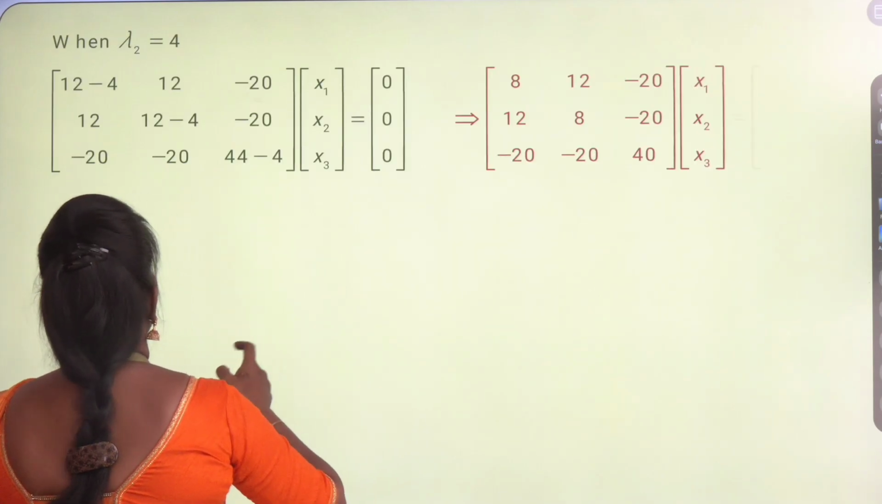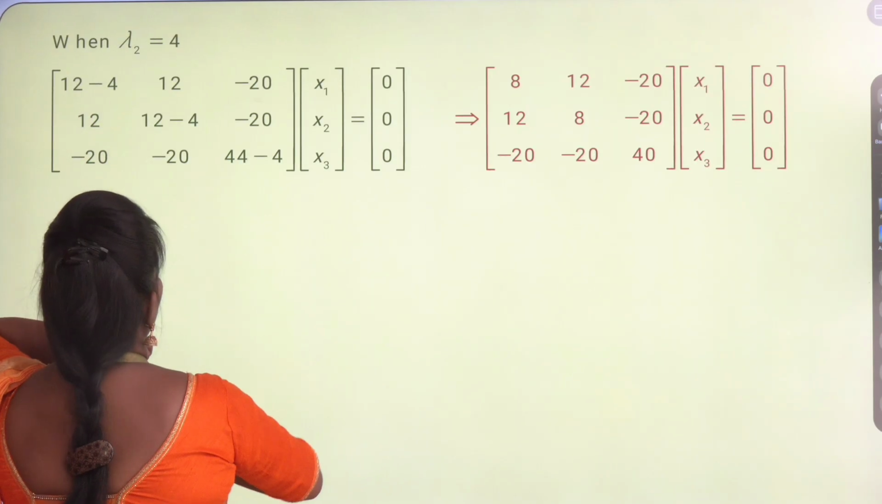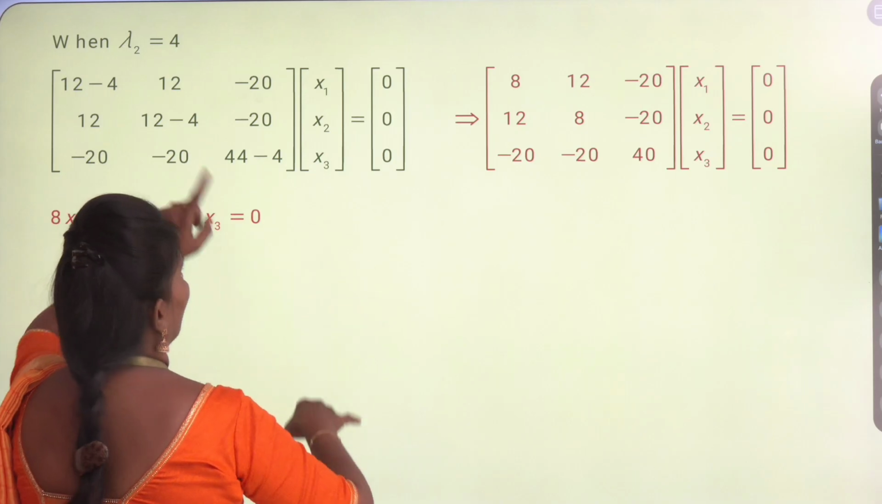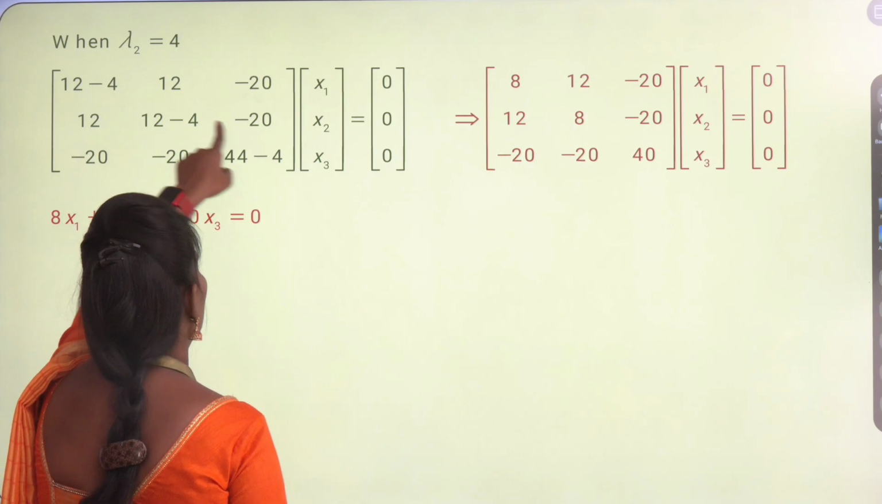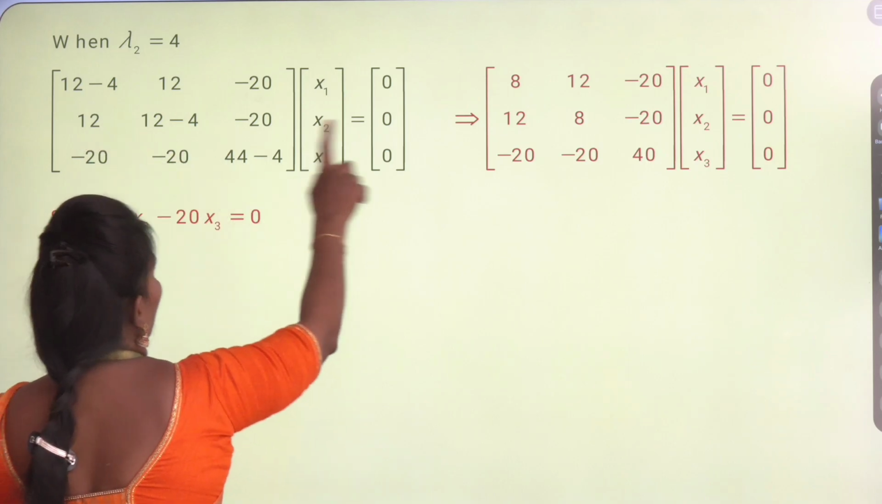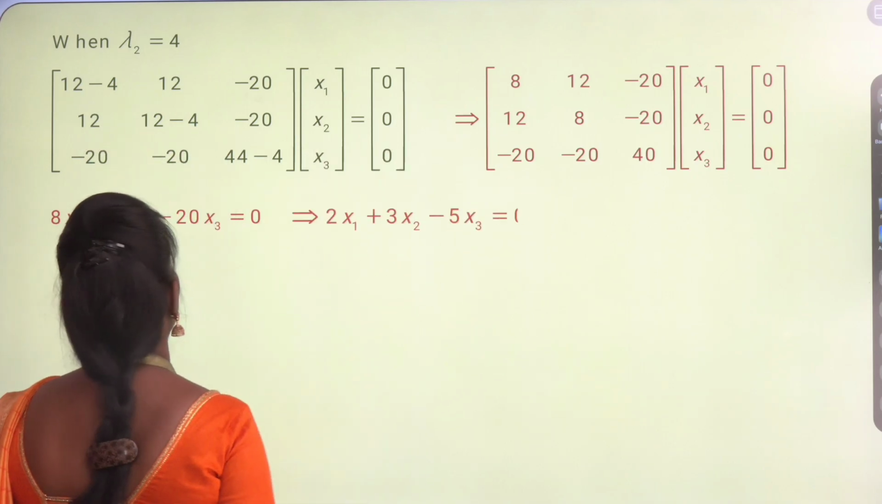Similarly, you're going to find the remaining two vectors. Now my next value is minus 4. The same general matrix is there. In the general matrix, you're going to change the lambda value. The second value is 4, so you substitute the second value to get that matrix.